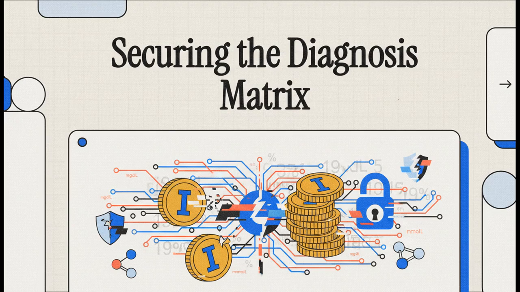All right, let's get straight to it. Welcome to your mission briefing. Today's target? We're securing the diagnostic matrix for diabetes. And look, this isn't about just rote memorizing numbers. It's about understanding the core system failure, a total breakdown in what we call the insulin currency. So let's decrypt the signals.